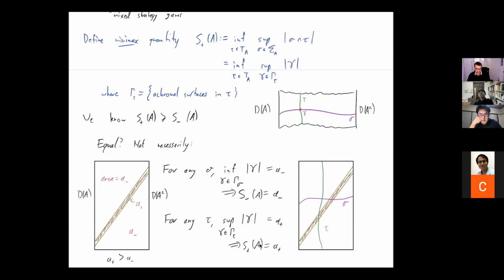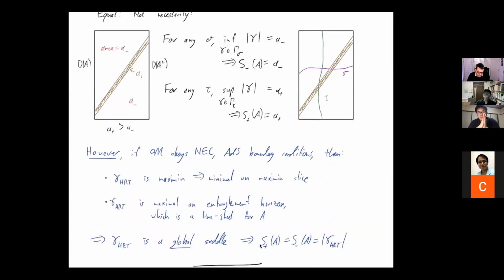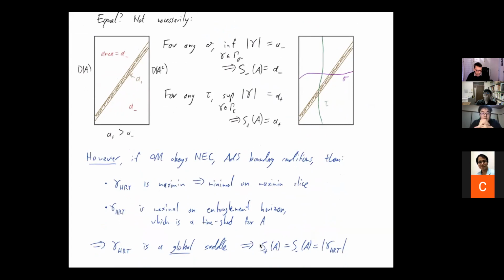Okay, so it's not physical. So if we impose physical conditions, then we get a much nicer result. The physical conditions that I want to impose are the usual ones we impose for classical holographic spacetimes, namely the null energy condition and AdS boundary conditions.